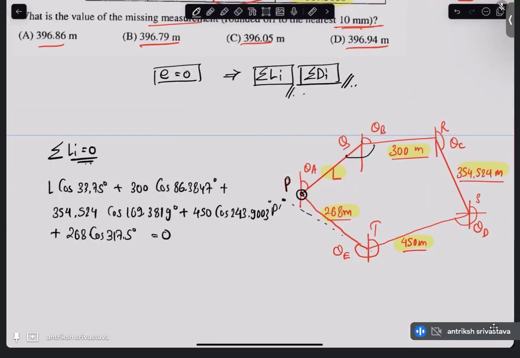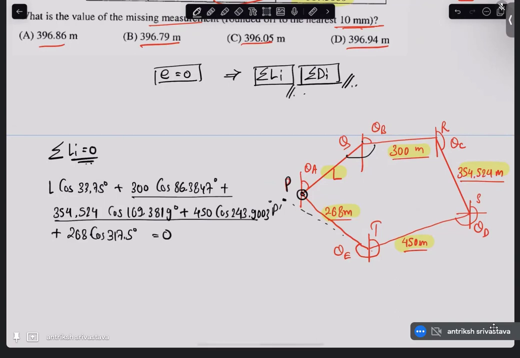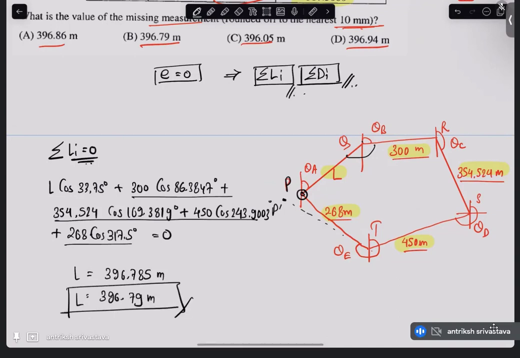And when you solve this expression, you are going to get your length value to, sorry, not to, 396.785 meters, or you can say 396.79 meters. So perform these calculations carefully without any kind of approximations and you are going to get the correct answer, that is B. All right.